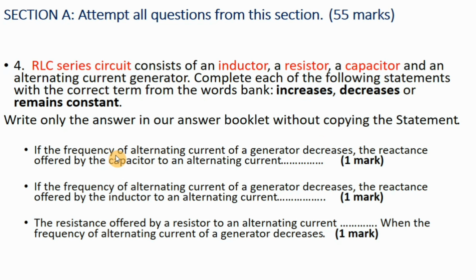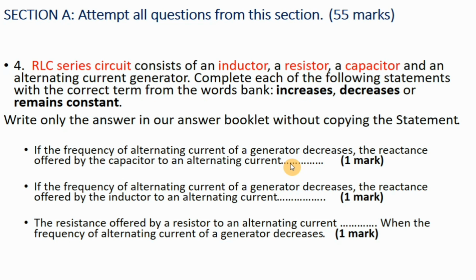So what we have to do here is read the following statements and complete them with the words increase, decrease, or remain constant. Yes, let us go for the first statement. It says that if the frequency of the alternating current generator decreases, the reactance offered by the capacitor to the alternating current will be blank. So here we are going to complete it with increase, decrease, or remain constant.